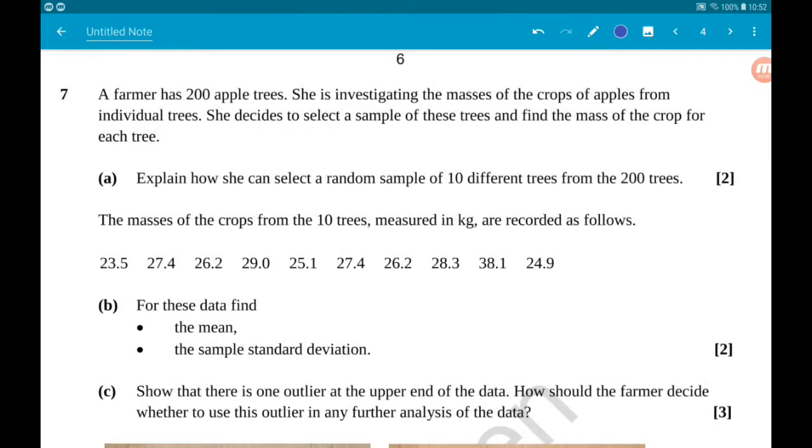Okay, next up are the masses of the crops from the 10 trees measured in kilograms are recorded as follows. So we have the 10 values, and part B says, for these data, find the mean and the sample standard deviation. So it's only 2 marks. You don't want to be doing this manually. So we need to use our calculators.